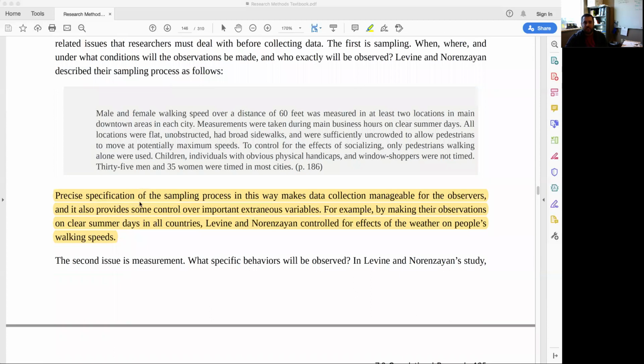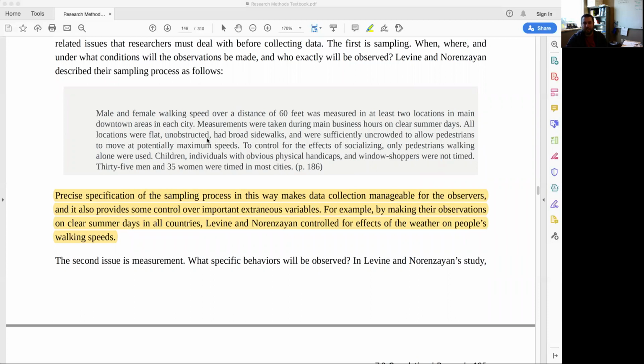Precise specification of the sampling process in this way makes data collection manageable for the observers, and it also provides some control over important extraneous variables. And this is everything that they were considering when they did this walking study. So they wanted to look at main downtown areas in every city. Measurements were taken during main business hours on clear summer days.